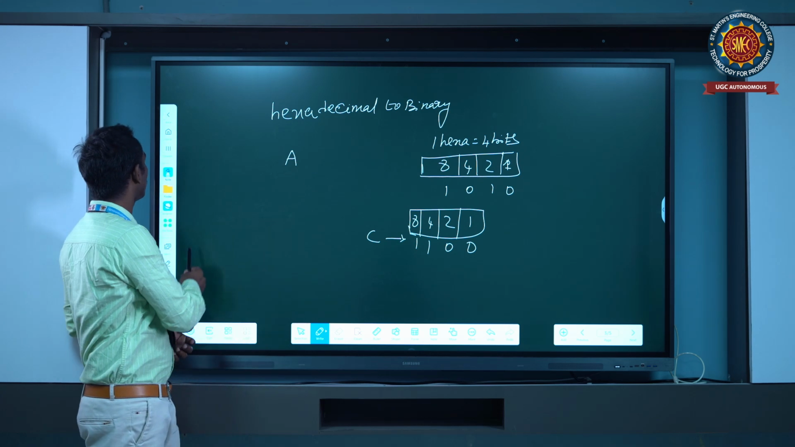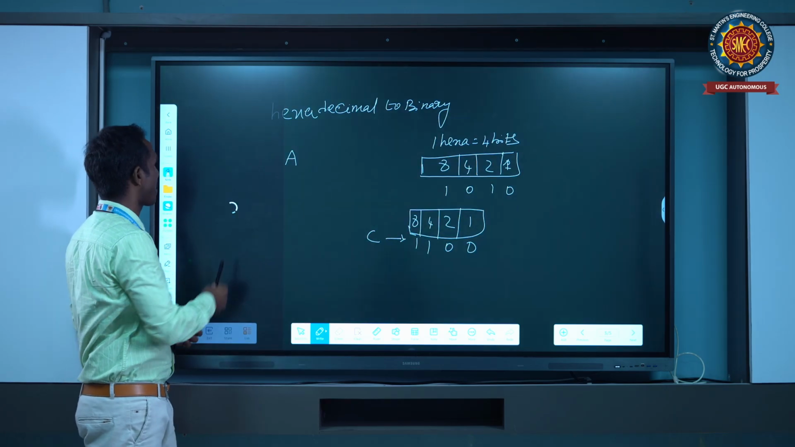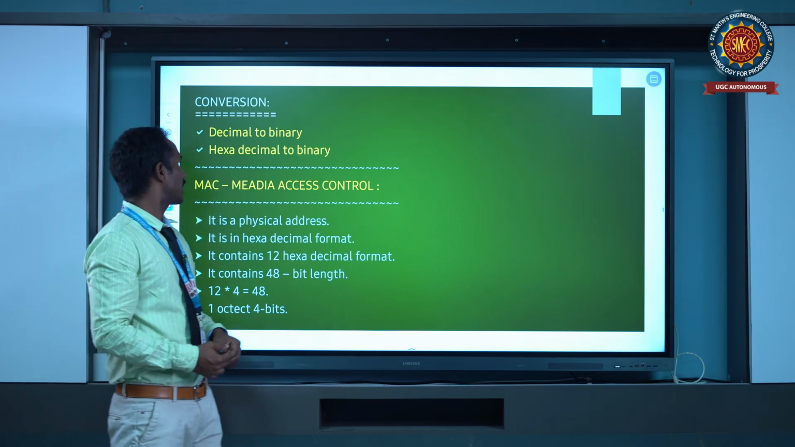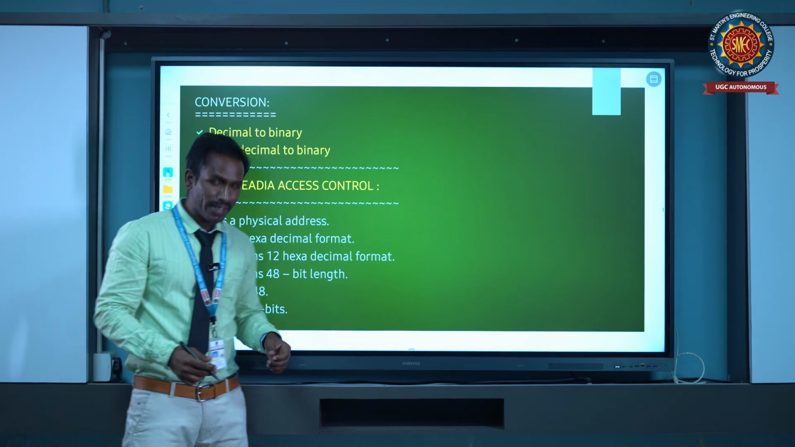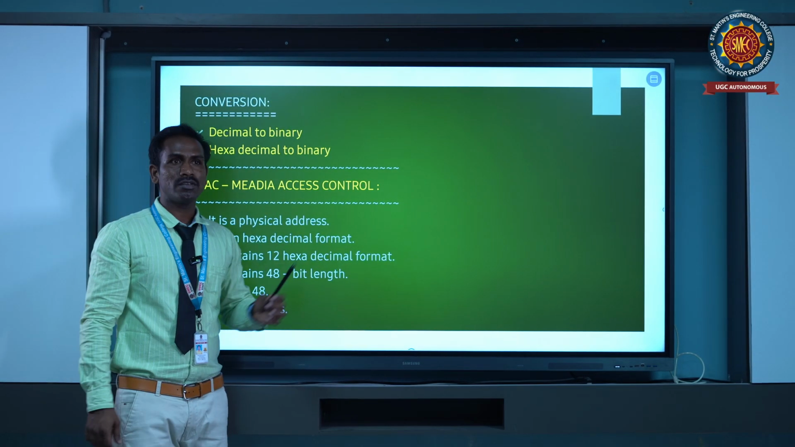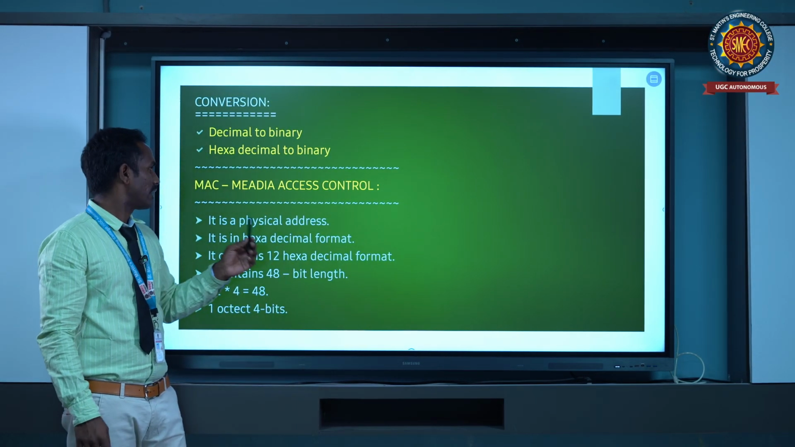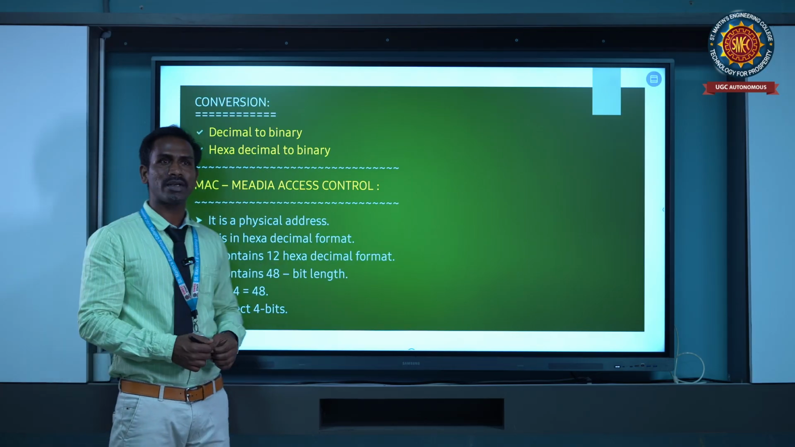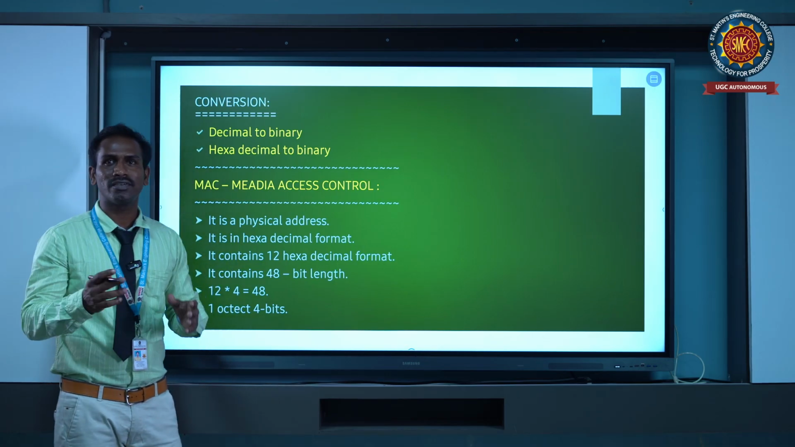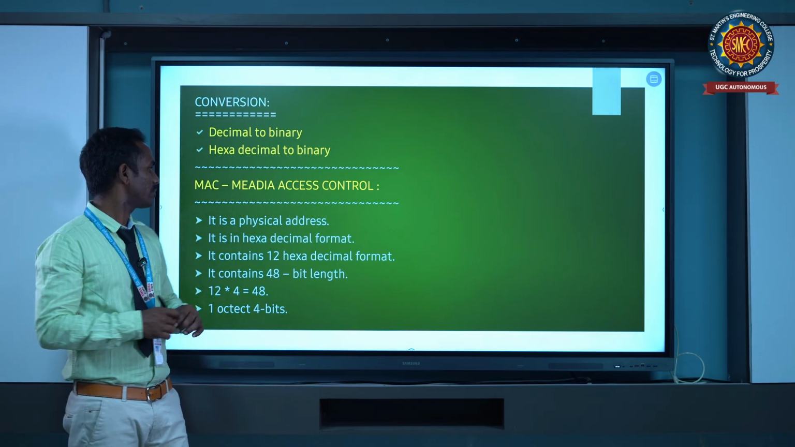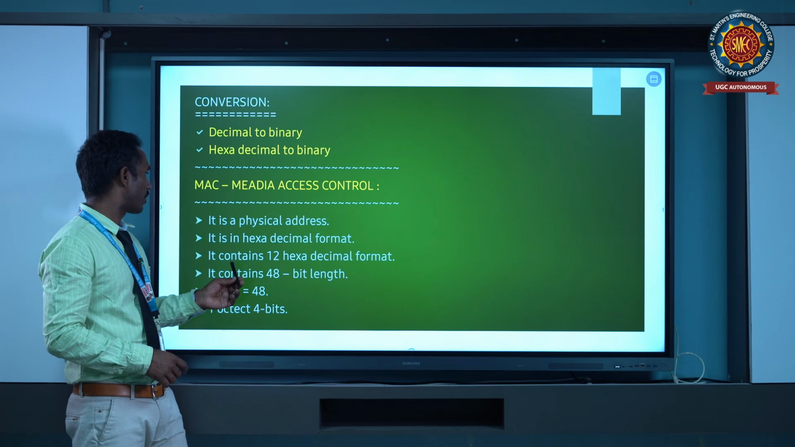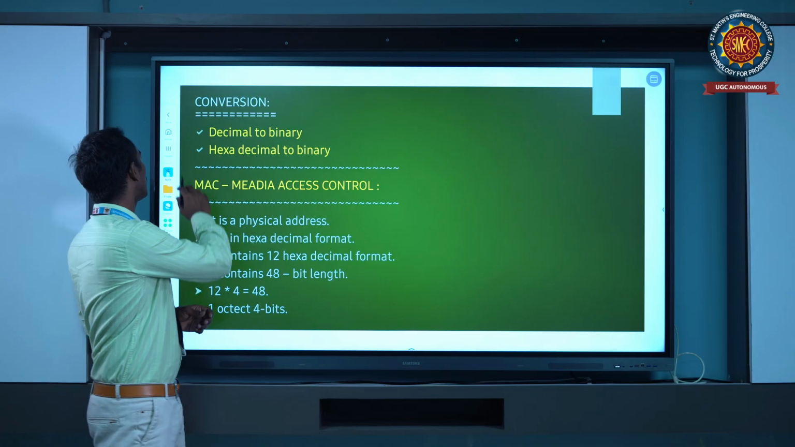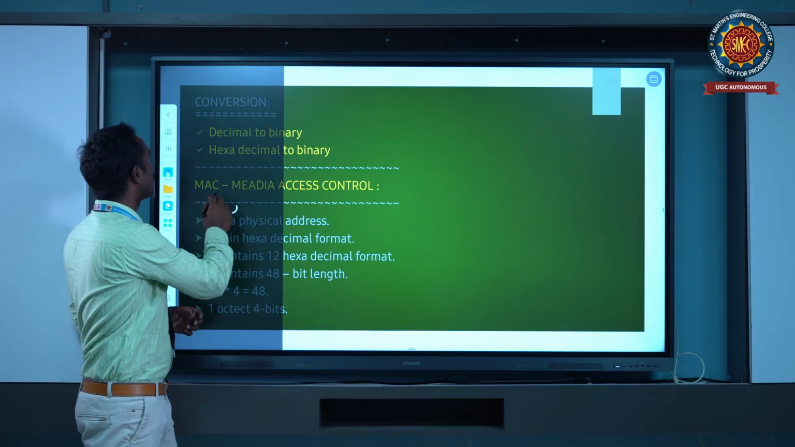And the next is the MAC address. What is the MAC? MAC is media access control. It contains the physical address. It is a physical address. It is in hexadecimal format. What is the hexadecimal format? The hexadecimal format has base value 16. It contains 12 hexadecimal digits. What does the MAC address look like?